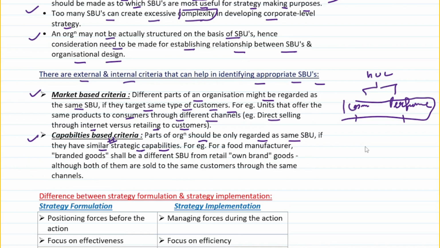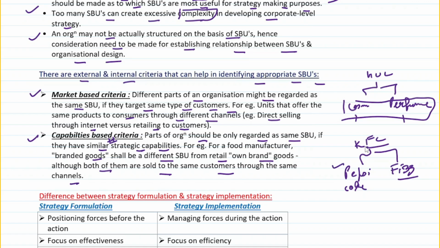For example, for a food manufacturer, branded goods shall be a different SBU from retailer-owned brand goods, although both of them are sold to the same customers through the same channel. Let's take an example of a company called KFC, which we may all be aware of. They may be serving two kinds of drinks. One is a normal drink, which is very much a branded one. It can be Pepsi or Coke or say Mirinda, and so on and so forth. So these are the branded goods. And KFC itself will have their own drink, for example Fizz, right? That's a very popular drink in KFC.